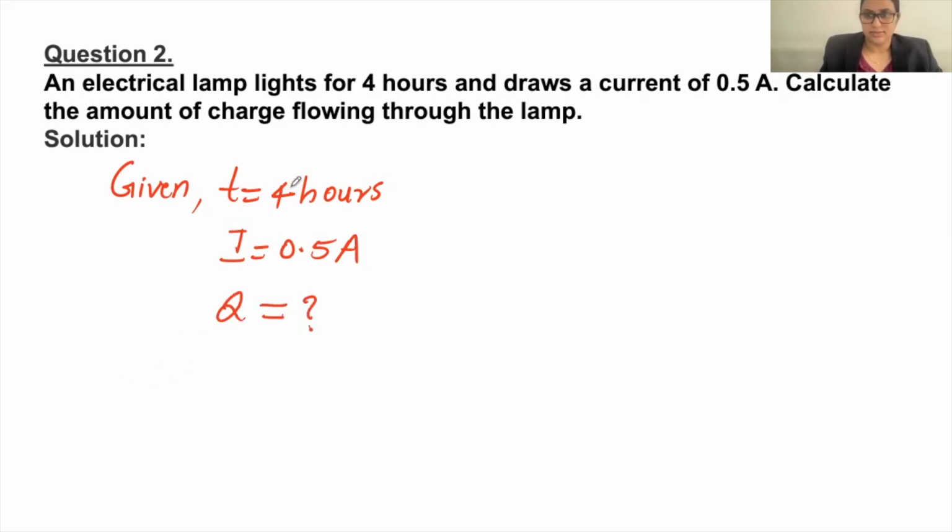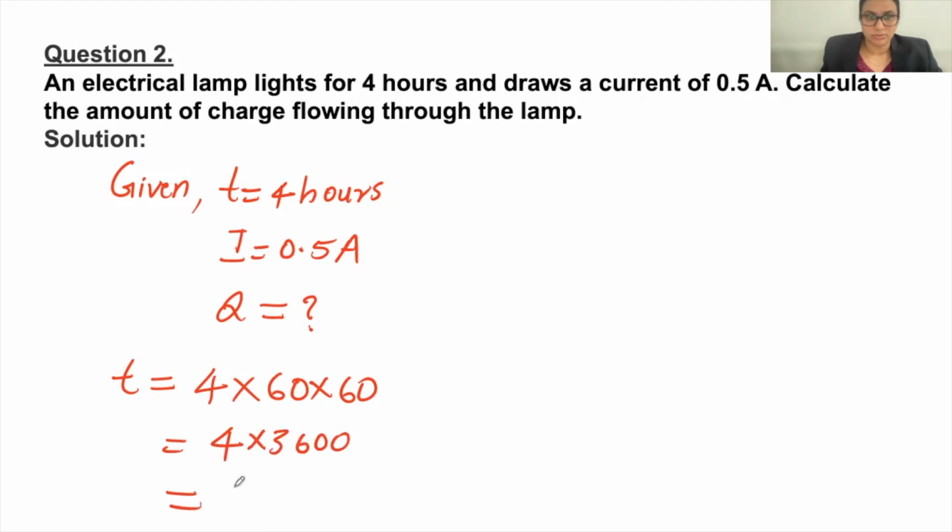Before starting this, you need to know that the time is in hours, which is not an SI unit. So what we need to do here is convert this into SI units. So 4 hours converting into seconds, you have to multiply by 60 times 60. So what you get? 4 times 3600 equal to, you get this many seconds.